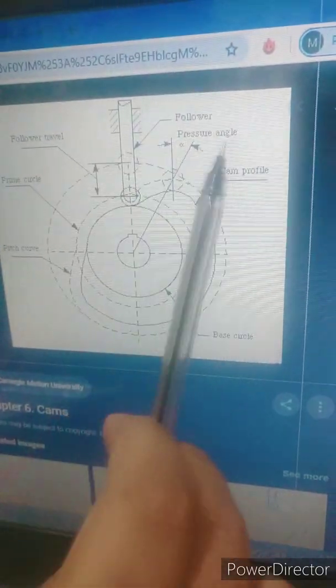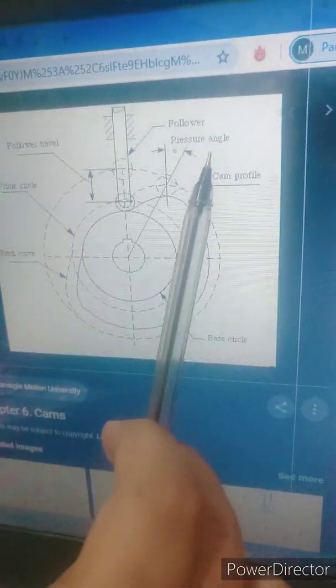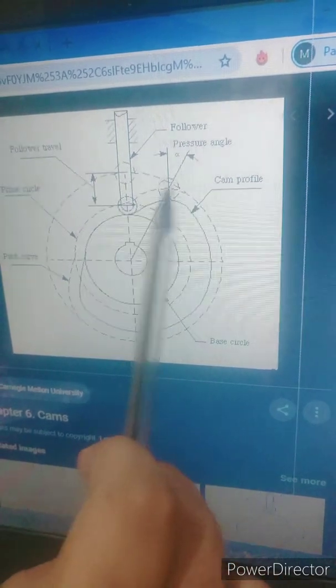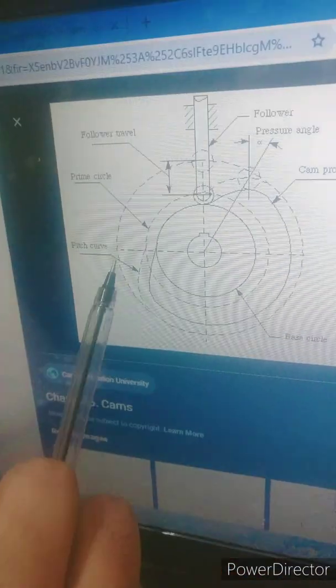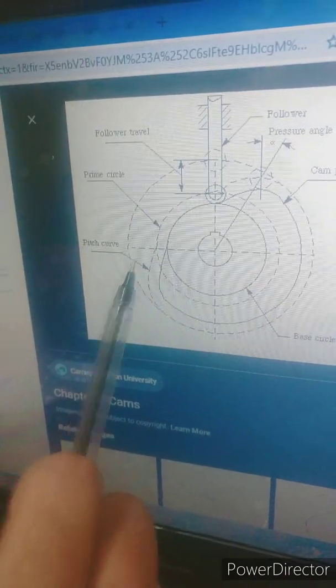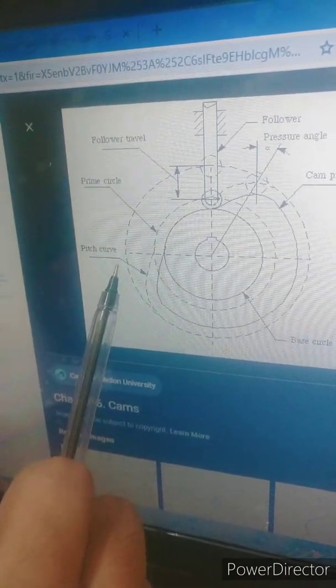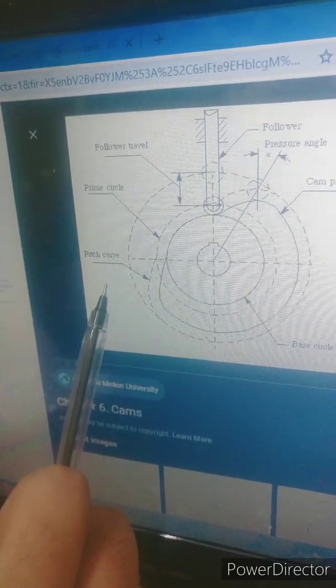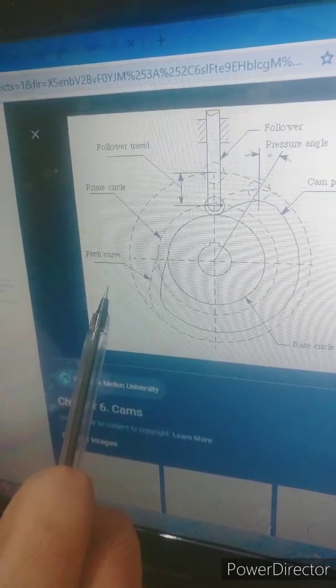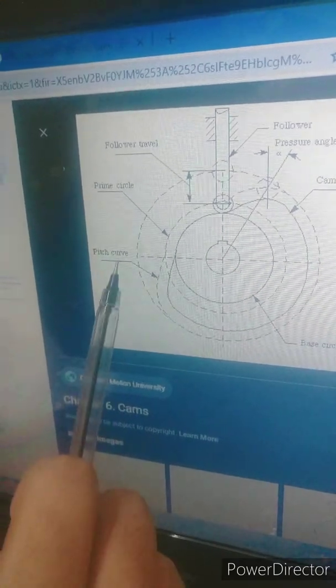Now you will see the pressure angle. Pressure angle is the angle between the direction of the follower and the normal to the pitch curve. Now we will discuss the pitch curve. Pitch curve is the curve generated by the trace point as the follower moves relative to the cam. This is called the pitch curve.